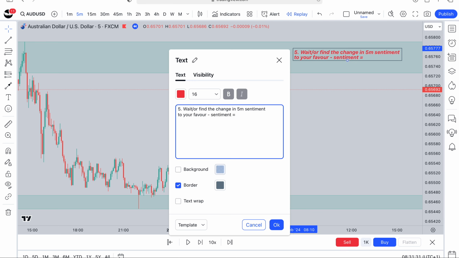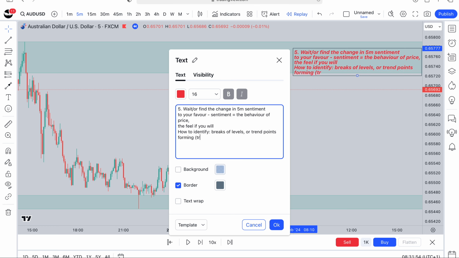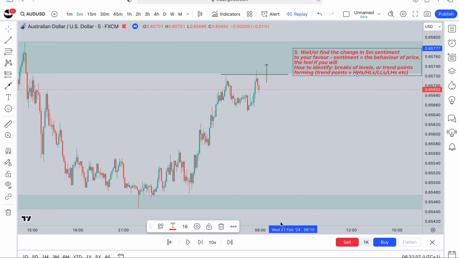Okay, so sentiment equals the behavior of price, the feel, if you will. How to identify breaks of levels or trend points forming. Trend points equal higher highs, higher lows, lower lows, lower highs, etc. Okay? So that's what you're looking for.